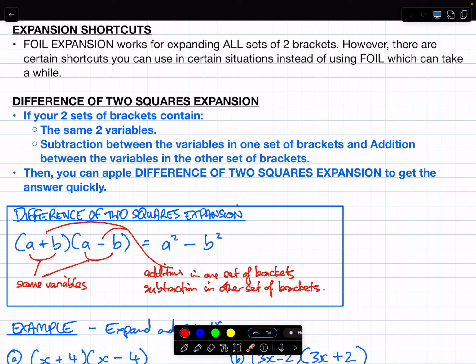So if your two sets of brackets have the same two variables, but in one of the brackets you've got subtraction, and in the other brackets you've got addition, then you can use this shortcut.